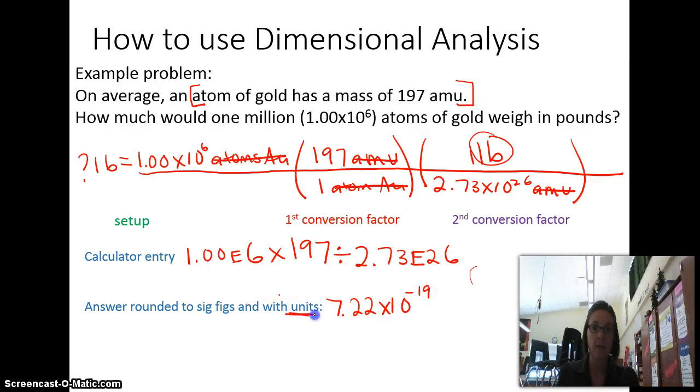And then I also need units. So that's where my pounds come in. Every other unit was canceled out except for pounds. So my final answer would be 7.22 times 10 to the negative 19th pounds.